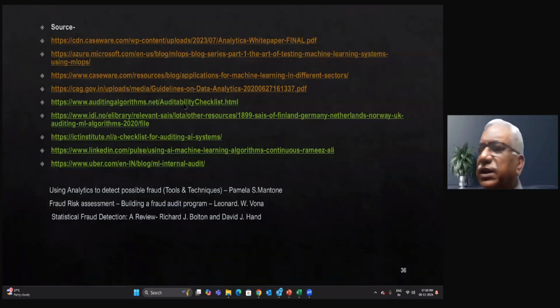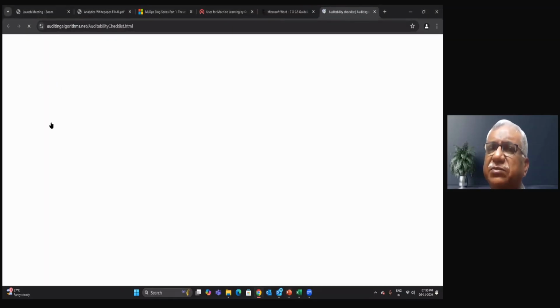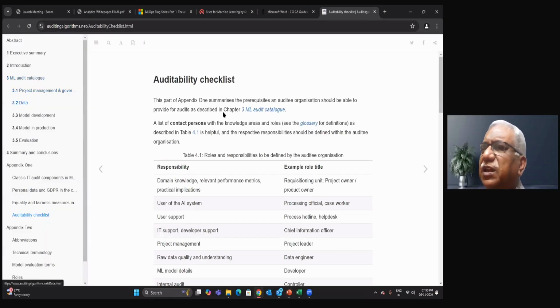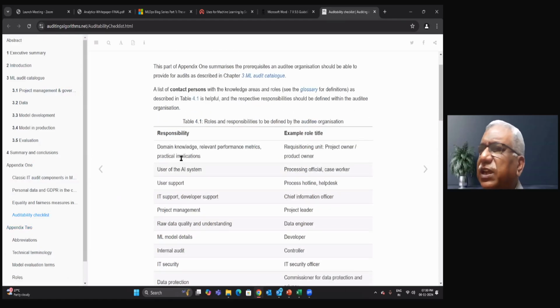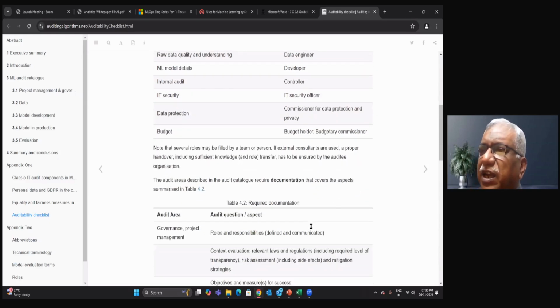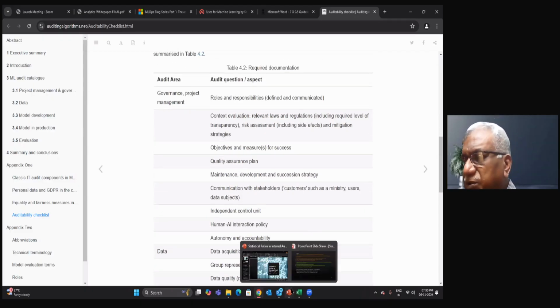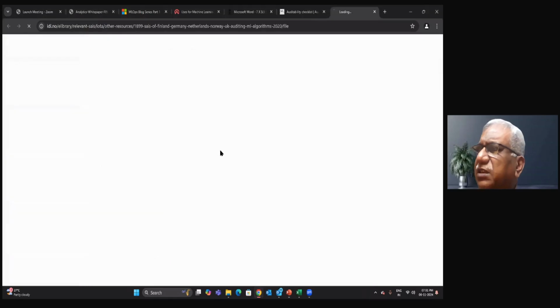Now, if you look at this auditability checklist, there's a whole bunch here. You can open all the links here. One of the things we look at is domain knowledge of the business. It's called business acumen, so we need to maintain it. You can look at the various types of people who get into this, what the audit areas are, and what questions you will ask. You can go through it. And again, it's the same thing here. I got another link.